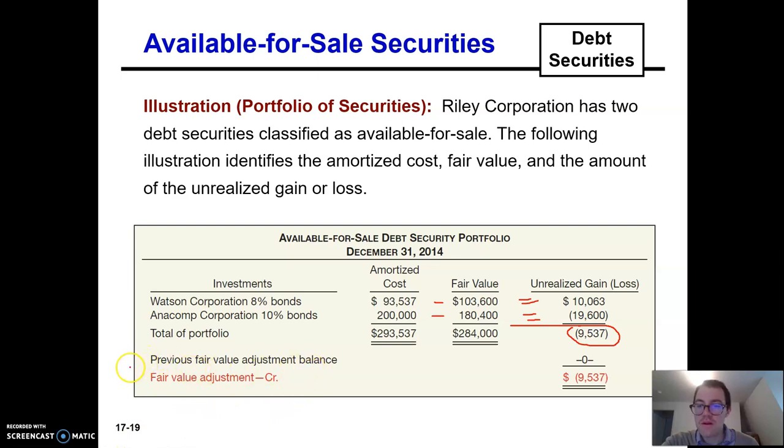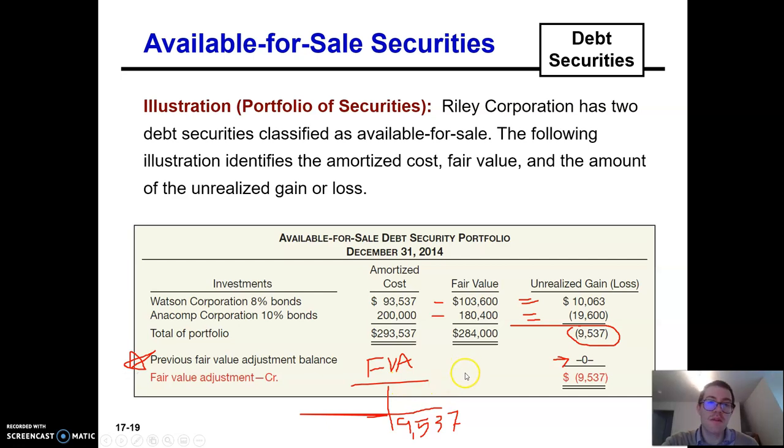Very important information here. The previous fair value adjustment balance. Remember that fair value adjustment account, FVA? The previous balance is 0. All right? Because the previous balance is 0, and my goal is apparently to have an unrealized loss. So my goal will be to have a credit balance of 9,537. That means I have to credit it for 9,537.